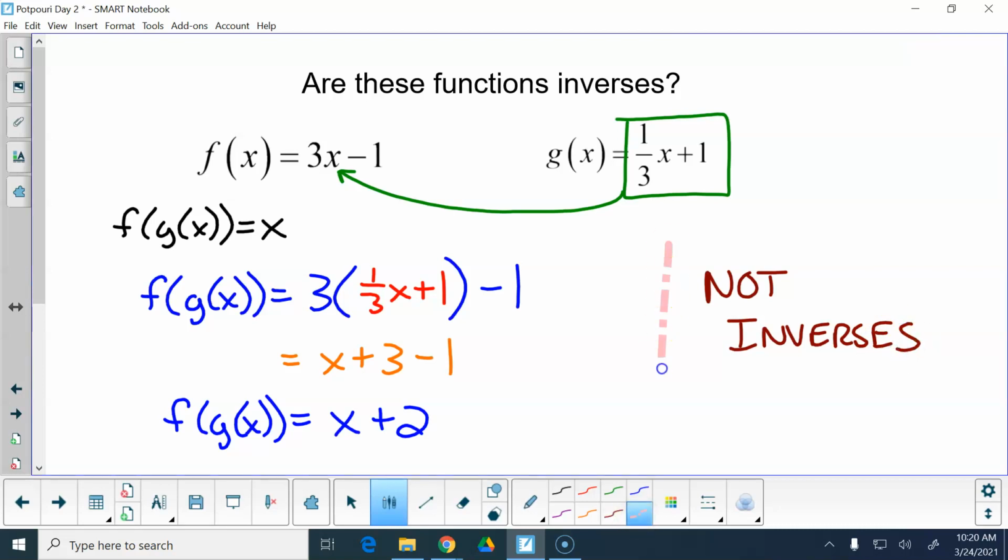Okay. Both have to be true. F of g of x equals x. G of f of x equals x. Both of those have to be true in order to prove it. One of them has to fail in order to disprove it. Okay? So you gotta show both to prove. If one doesn't, no dice.